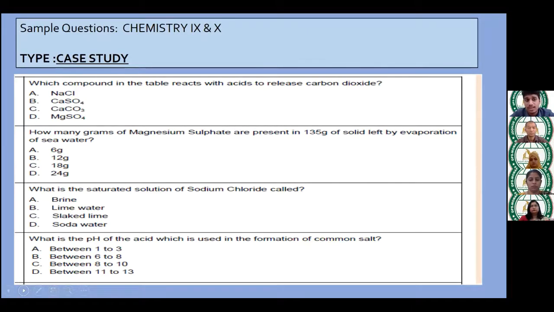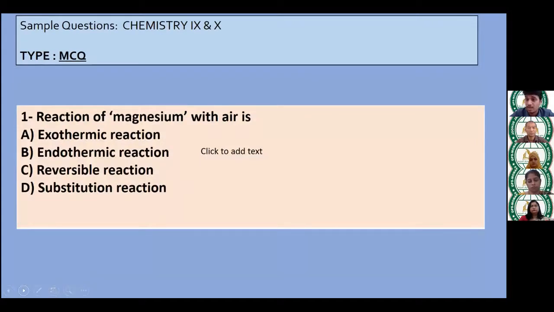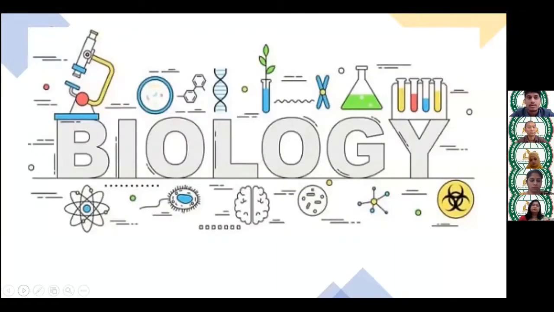Moving on to the last type of question which can come, which is a normal MCQ, in which you have to just read the question statement and select the one correct answer which is the most suitable. So talking about chemistry, these are all the points. If you have any doubts, you are free to ask in the chat box, or you can personally mail me. Now I request Neetu ma'am to handle the biology part for grade 9. Thank you, Rajiv sir.